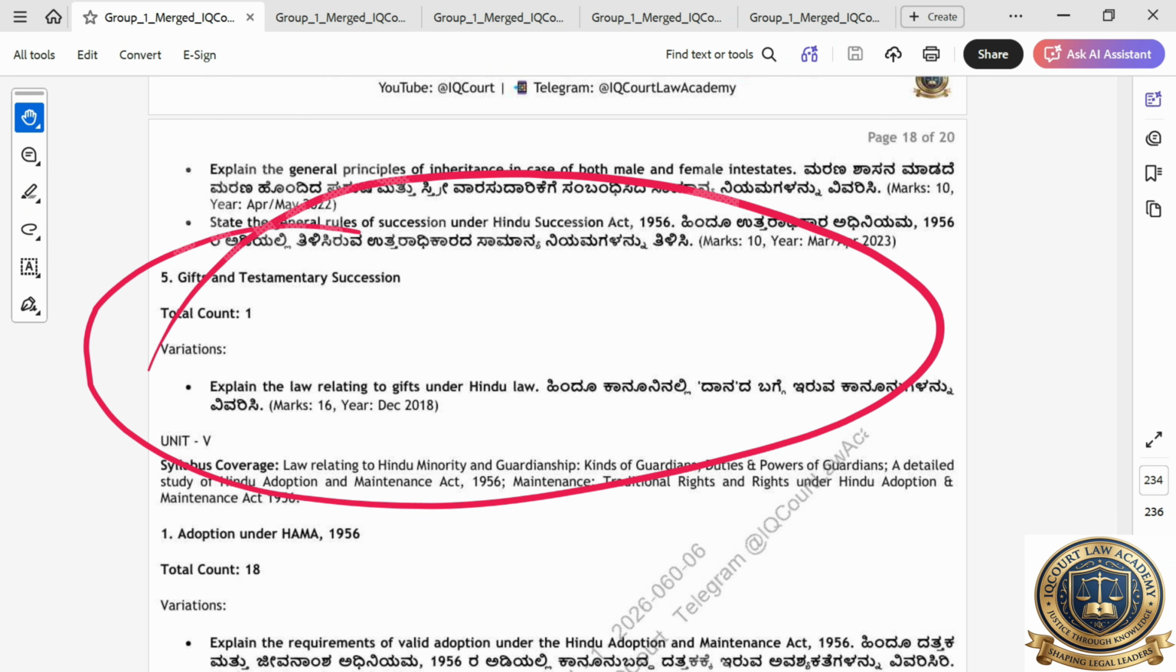Gift and testamentary succession. Explain the law related to gifts under this will. Now they are not going to ask. Only 40% probability is there.